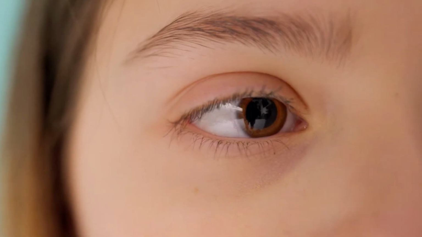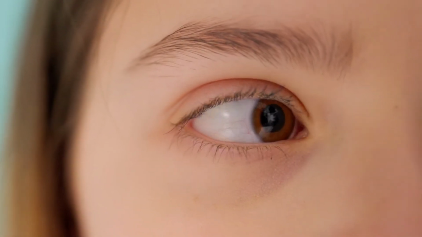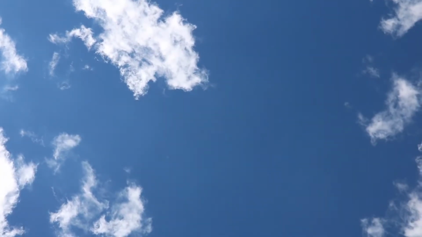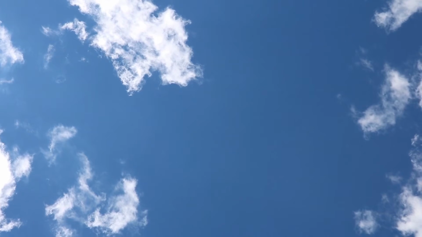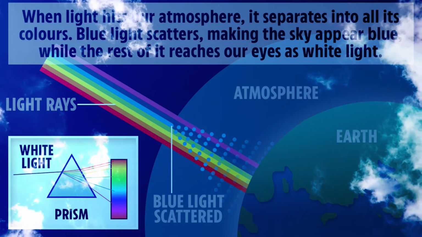Do you think that our eyes have a natural inclination towards blue as compared to violet? Yes, this is one of the reasons why our sky appears blue and not violet. To understand this, first let us study about Tindal Effect.